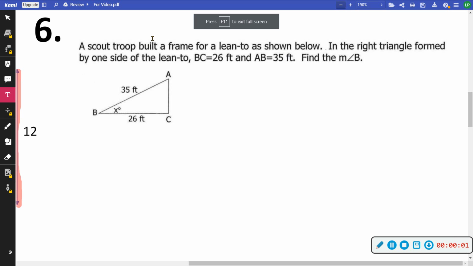So a scout troop built a frame for a lean-to as shown below. And it forms a right triangle, and it tells us the measurements, which are also here. They want us to find the measure of angle B.